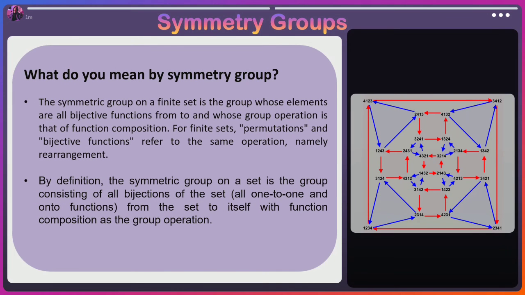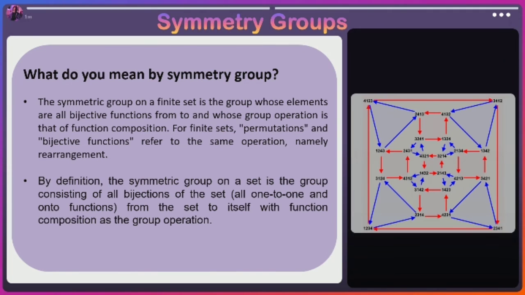Symmetry groups. What do you mean by symmetry group? The symmetric group on a finite set is a group whose elements are all bijective functions from the set to itself and whose group operation is function composition. For a finite set, permutations and bijective functions refer to the same operation, namely rearrangement. By definition, the symmetric group on a set is a group consisting of all bijections of the set, all one-to-one and onto functions from the set to itself, with function composition as the group operation.